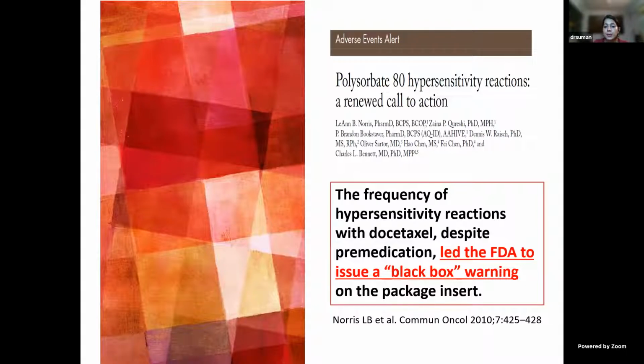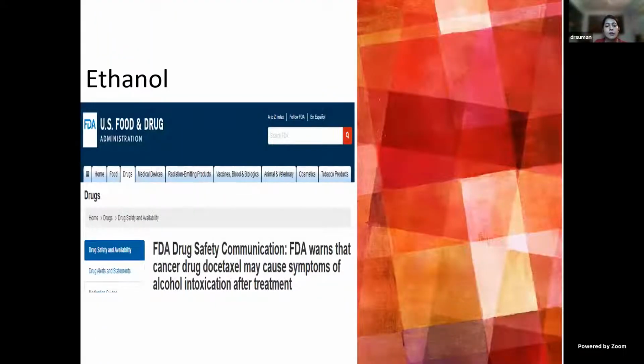Because of the frequency of hypersensitivity reactions with docetaxel despite pre-medications, a black box warning was put into the package insert by the FDA, and this was about in 2020. And of course, ever since then, we have moved on. Also, the FDA warned that the cancer drug docetaxel can cause alcohol intoxication after treatment. So even this was one of the concerns.